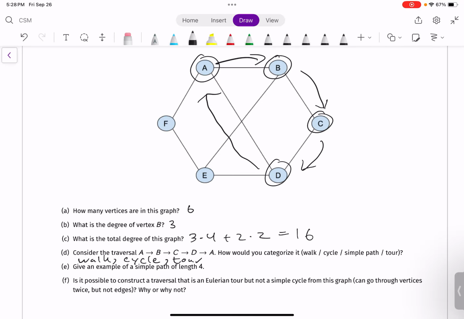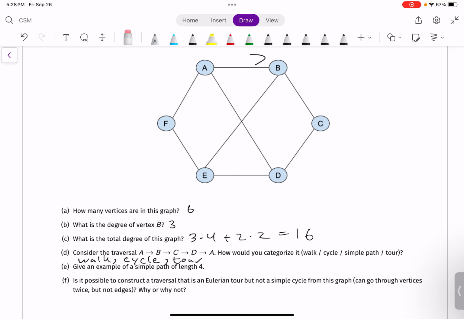Okay. Part E asks us to give an example of a simple path of length 4. So let's remember what a simple path is. It's just any path from one node, say point A, to another, say point E, where we don't repeat any edges or vertices along that path.